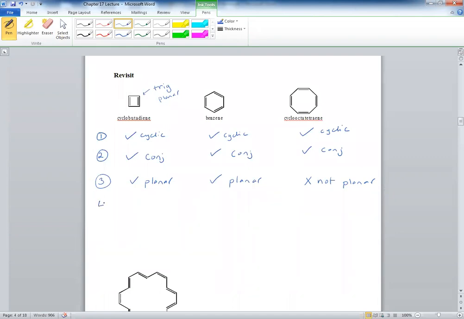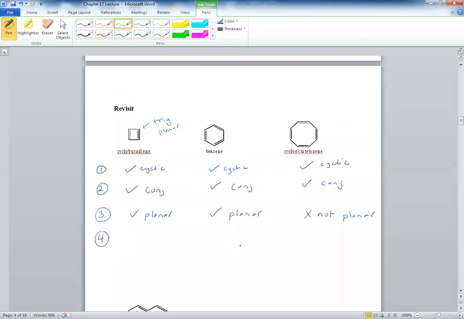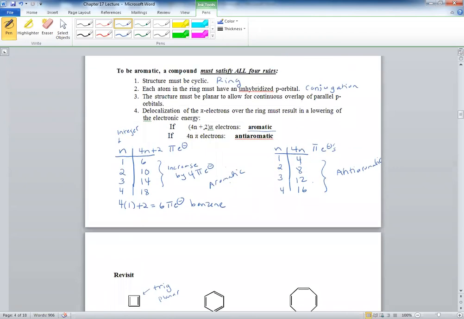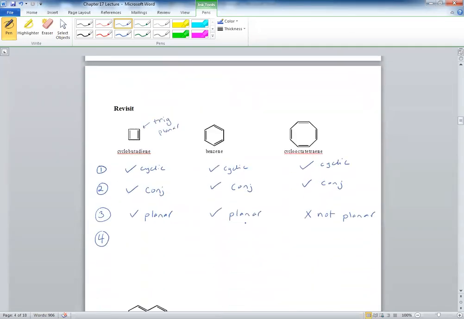And then 4, does it satisfy Huckel's rule? Or how many electrons does it have? Well, let's look once again over here. If we have 4n plus 2 pi electrons, then it should be aromatic. If it has 4, 8, 12, 16, which is 4n pi electrons, then that would be anti-aromatic. So let me erase this and just look at that.